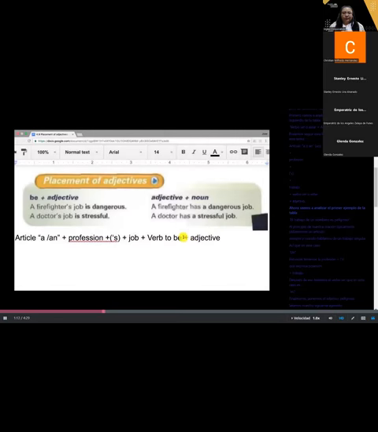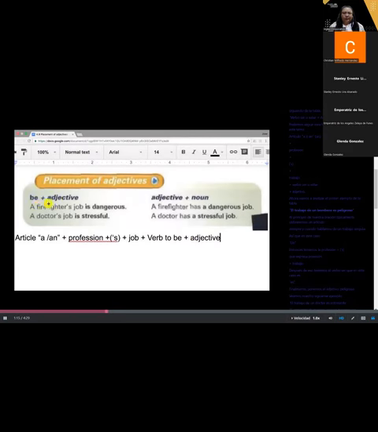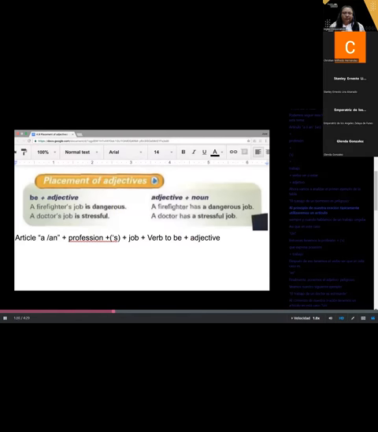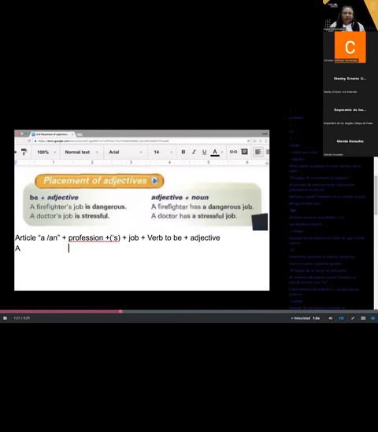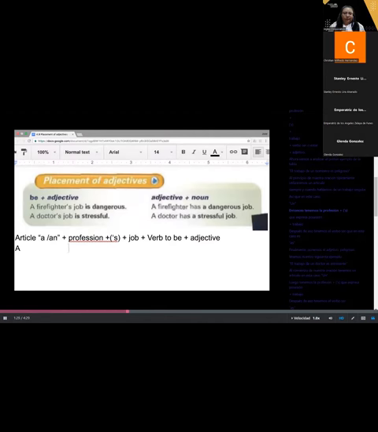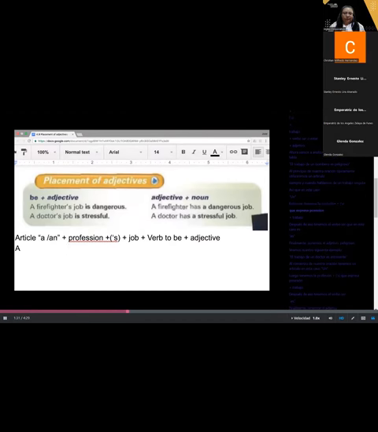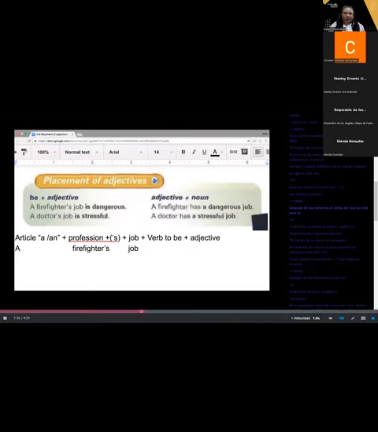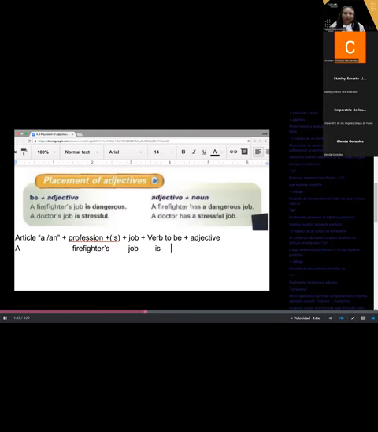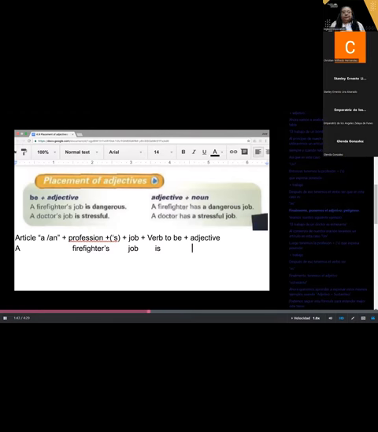Now let's analyze the first example on the chart. A firefighter's job is dangerous. At the beginning of our sentence, we will typically use an article whenever we're talking about a singular job. So in this case, a. Then we have profession plus apostrophe s, which expresses possessive, plus job. After that, we're going to add the verb to be, in this case is. Finally, we put the adjective.